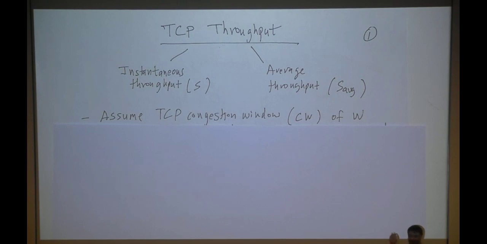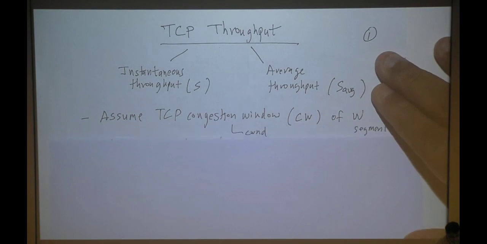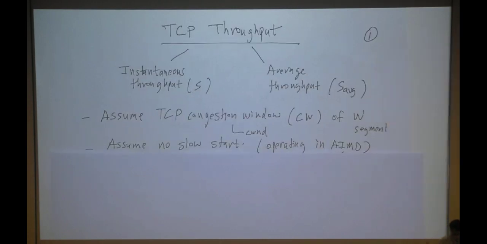Okay, so anyway, for this analysis of TCP, I'm going to assume a congestion window of size W. Sometimes this is called CWND. Actually, in the spec, in the protocol, it's called CWND. That's the variable name. Now here I wrote W segments. So remember I told you the units of this are kind of up to you. Right? So here I'm saying it's W segments. Okay?